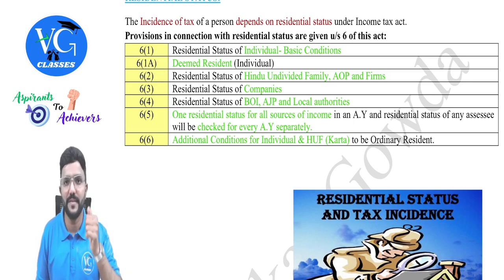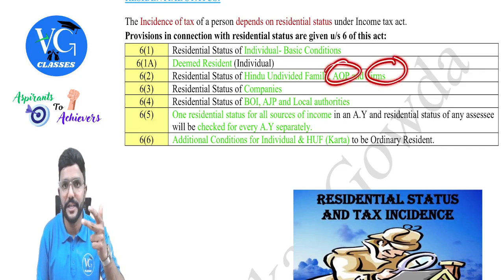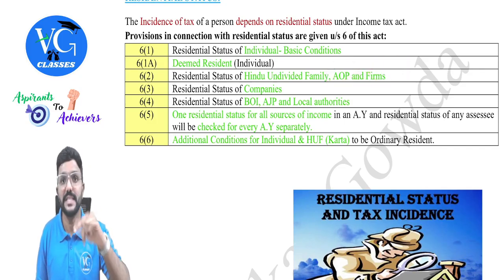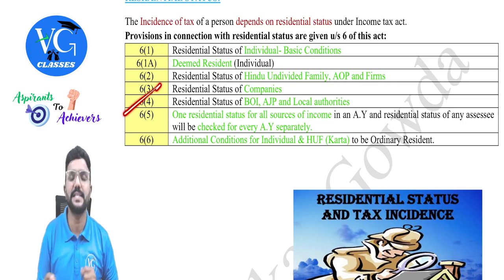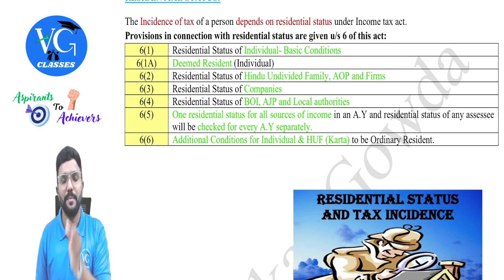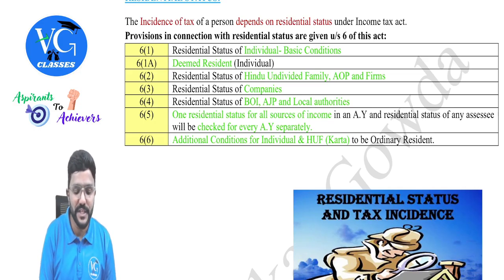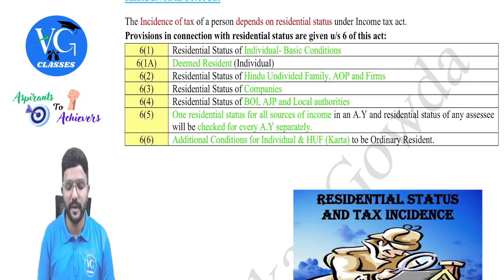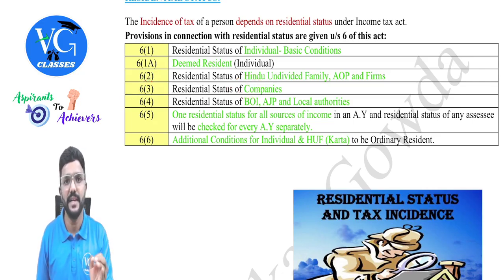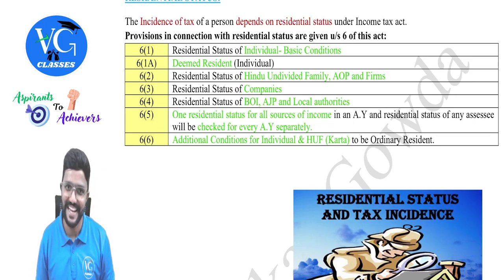Subsection 2 covers HUF, AOP and partnership firms. No? Into 2, the second set of people is covered under section 6.4. But the criteria is the control and management is partly or wholly in India, then they are said to be resident in India. Then coming to section 6.3, which talks about residential status of companies. Companies start with C. C is the third alphabet. So section 6 subsection 3, guys.